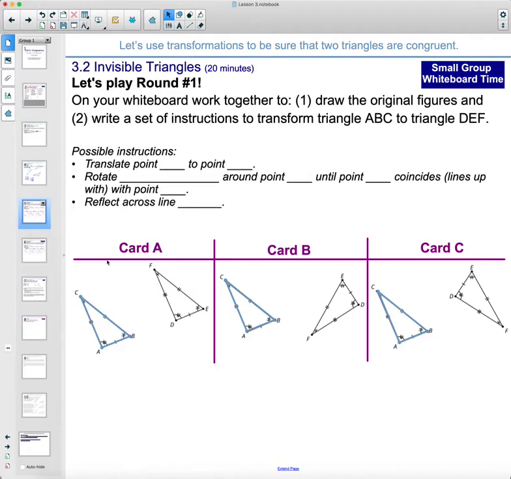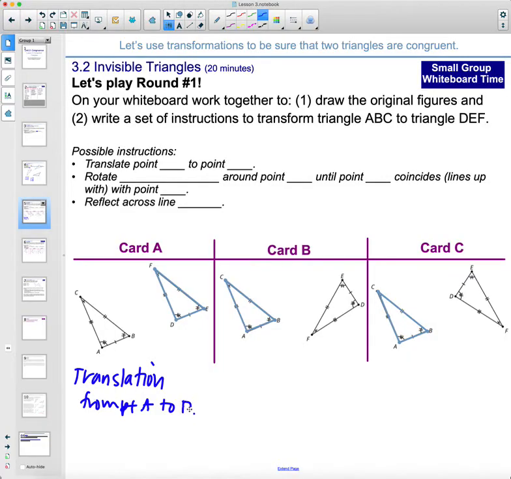So the different cards that were there looked like this. So let's take a look at each card and what instructions moved one shape onto the other. So for card A, if we just translated point A to point D, it actually moved the entire triangle over and landed exactly on it. So this one only required a translation from point A to D, and then the whole shape moved, okay? Or the whole shape landed onto it, all the vertices matched up, all the corresponding parts matched up.